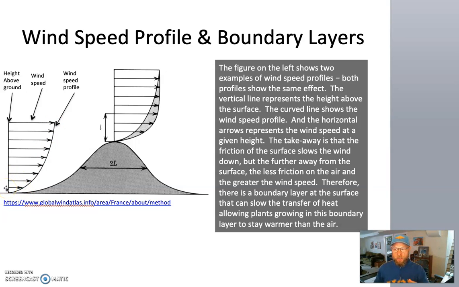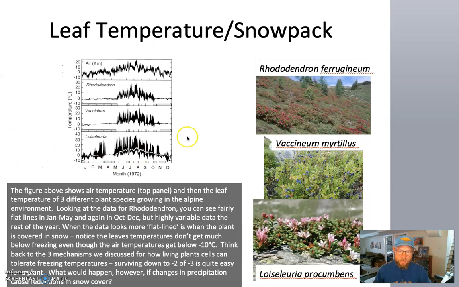And so generally speaking, that's one of the reasons we have short plants dominating the alpine environment, is because they grow in that boundary layer. So that's one reason that the leaf temperature of short plants in particular don't experience those really cold temperatures that the air experiences, or that the air is at. Another reason is snowpack.